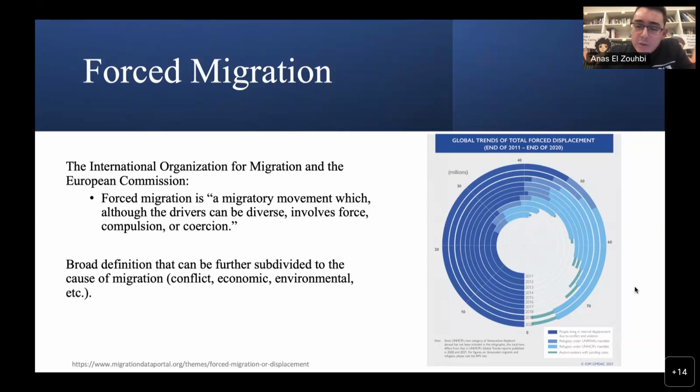I also added a small figure here to just show some of the trends in the past decade or so, from 2011 until 2020, which shows a relatively significant increase in the number of refugees over the past 10 years. So this is highlighting just the importance of the issue and the importance of addressing the health concerns that arise because of this.